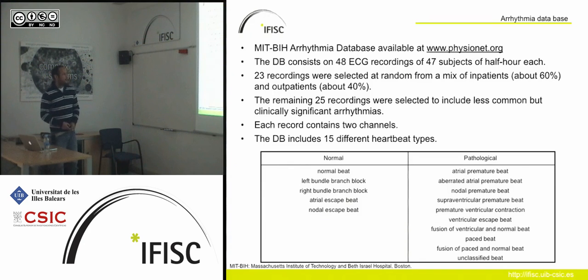In this table, I have put them into classes, a normal class and a pathological class. In this case, if you see the normal, there is a normal beat that is directly like that. And these are blockages in the conduction pathway through the ventricles. As you can see here, I put it in the normal part because they are.